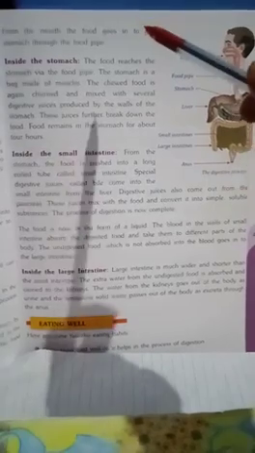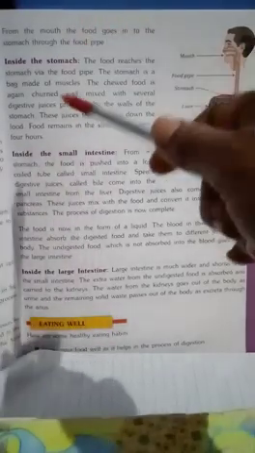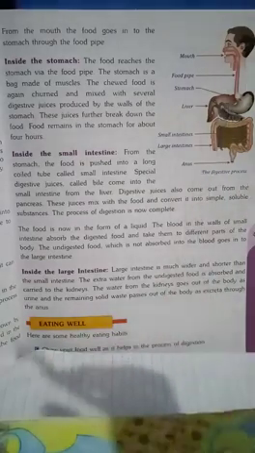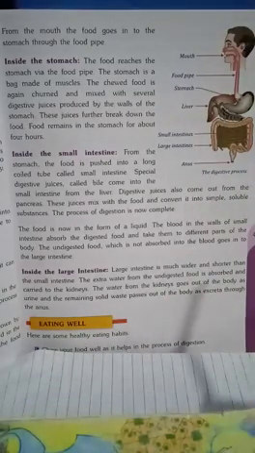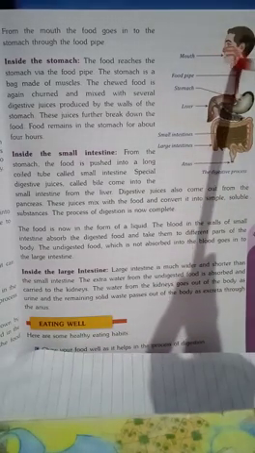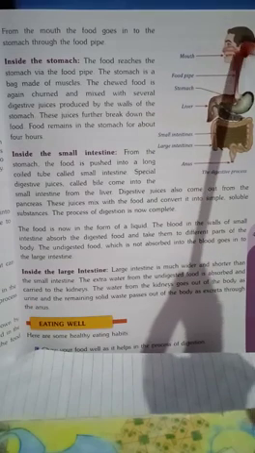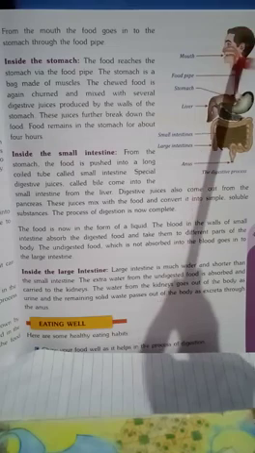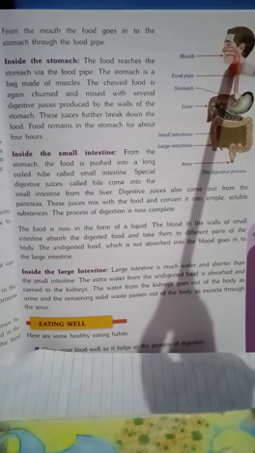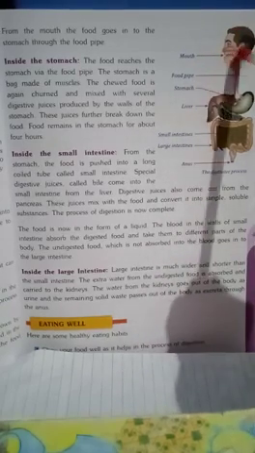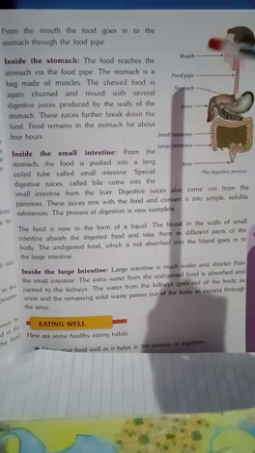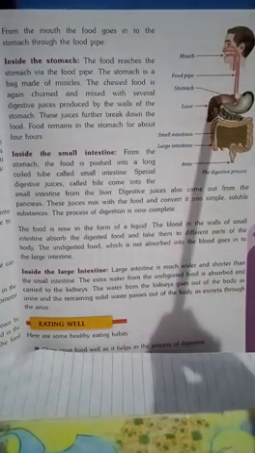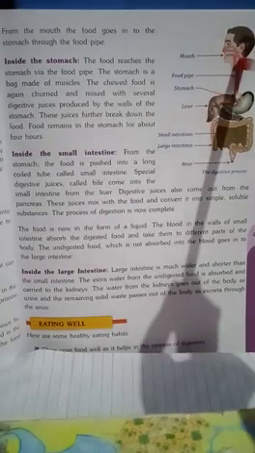From the mouth, the food goes into the stomach through the food pipe. See here, this is the process, I will explain it. First, we have the food. Here the salivary gland and the salivary juice will be there. By using the salivary gland, the starch is converted to sugar. Whether you eat something sweet or spicy, everything goes through this gland.